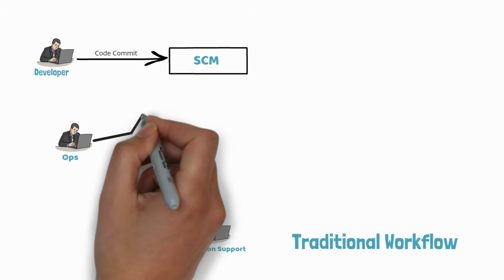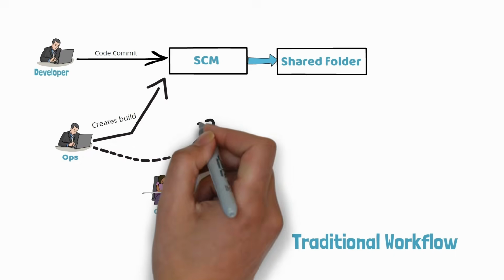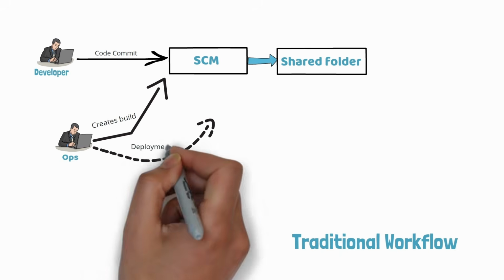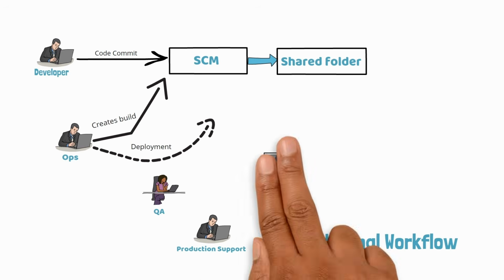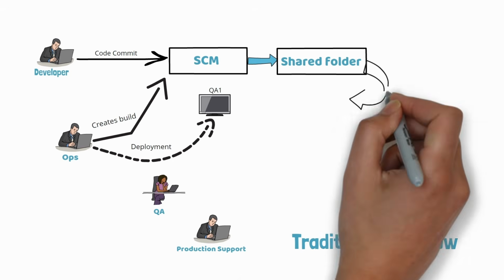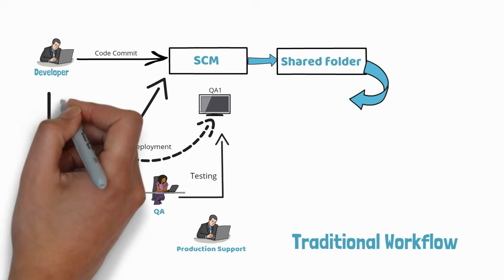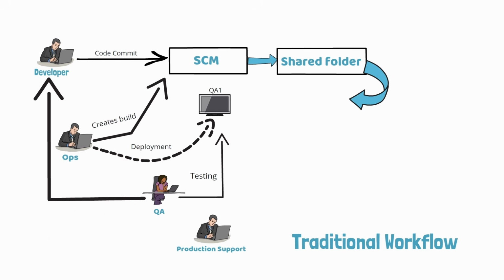Multiple developers commit the code to a version control system. Once the code is committed and approved, someone from the ops team would then create a build using the code base that was committed. The build is then placed on a shared folder or a network drive or on an environment. The ops team would then deploy the build to a lower environment such as quality assurance. After transferring the build to that environment, the testing team is notified and they start executing their test cases against the build.